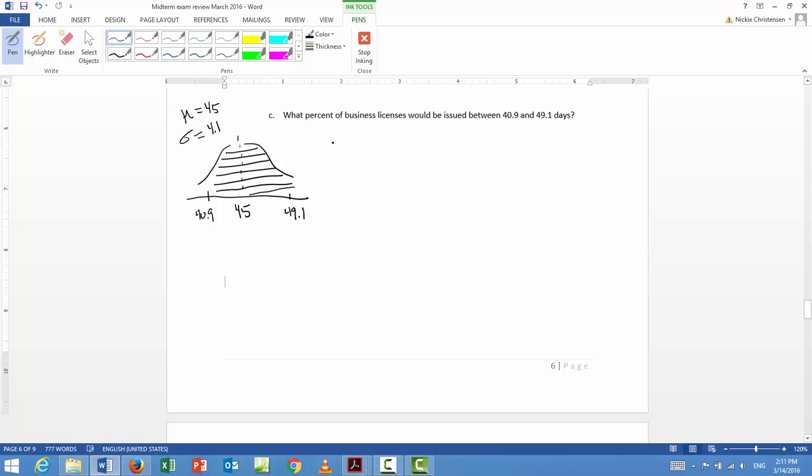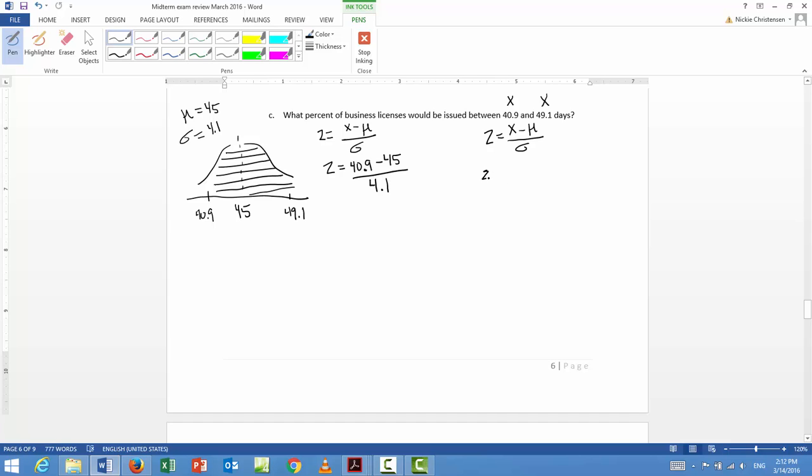Now we should know, if we have been doing the work of the class, that the first step in this problem is to standardize. z equals x minus mu over sigma. Okay? So we have two x values. They gave us an x value of 40.9 and they gave us an x value of 49.1. So we've actually got to do this two times. So I'll write the formula twice because I like to set it up kind of in two columns. Okay, so my first z value is going to be 40.9 minus 45 over 4.1.